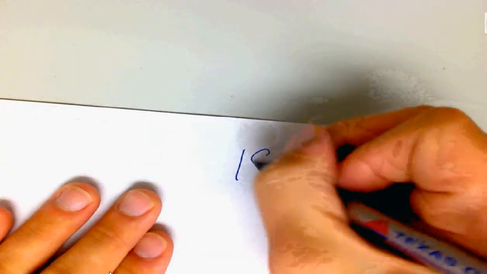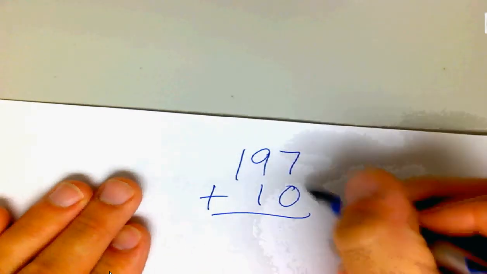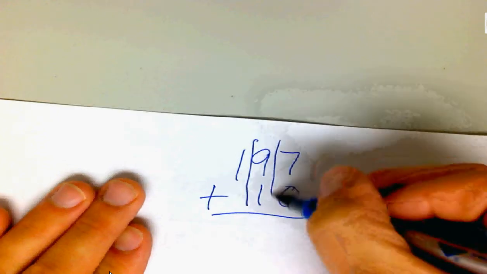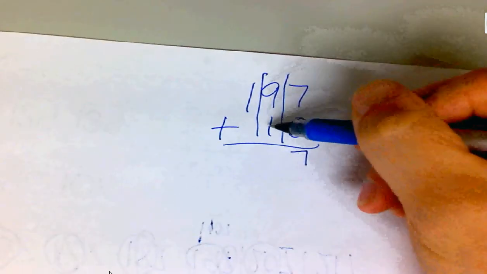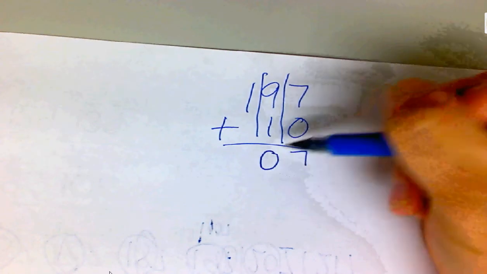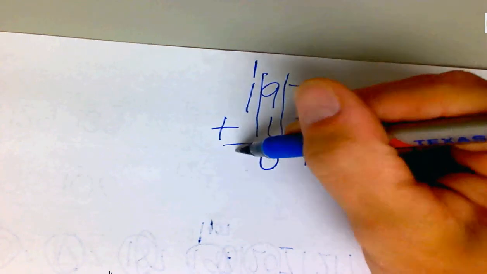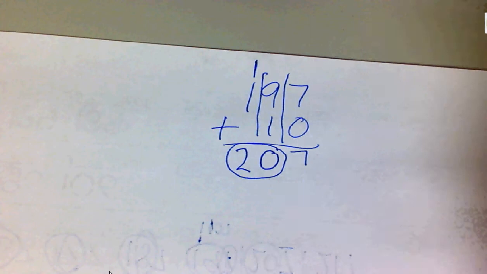So if you need to, you can have 197 plus 10. You have 7 plus 0, and you need to make sure you line them up in the place values. 7 plus 0 is 7. 9 plus 1 is 10. Remember, only one digit in the place value, so that's going to be carried over to the hundreds place. So then you have 1 plus 1 is 2. Once again, there are 20 tens in 207.